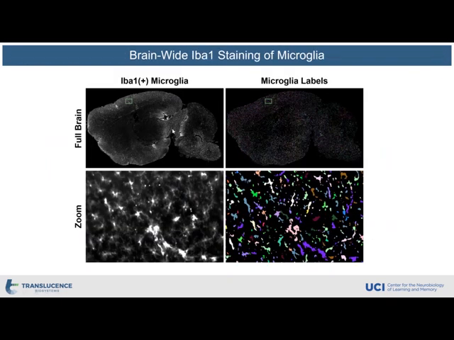So here is a whole brain that is labeled with IBA1 antibody, which identifies microglia. Here you can see the zoom in, and the microglia here in this case have distributed processes that survey the tissue. We can use our machine learning tools to segment out the data and identify each and every one of these cells across the whole brain and its morphology.